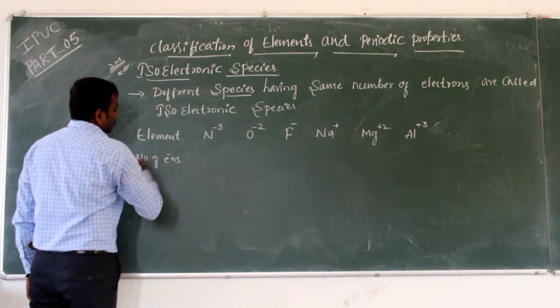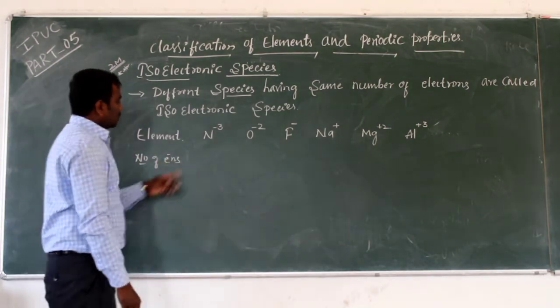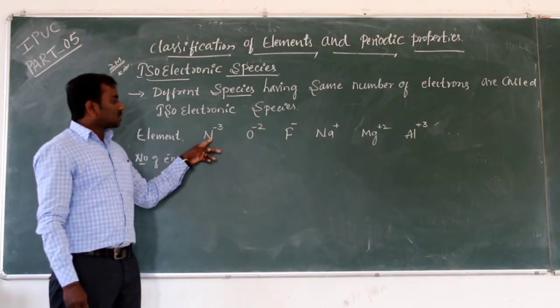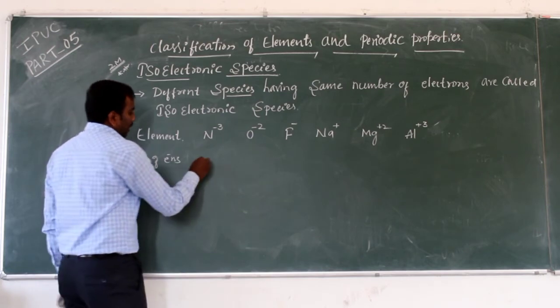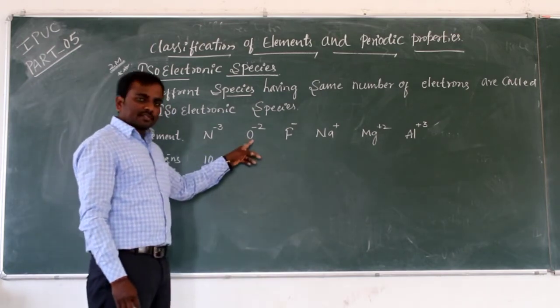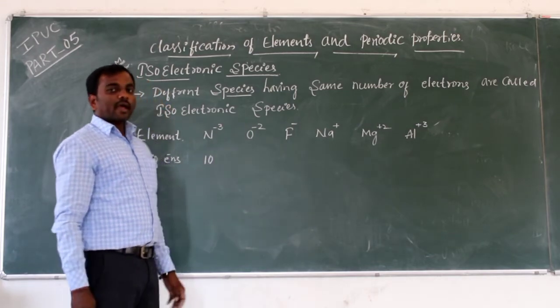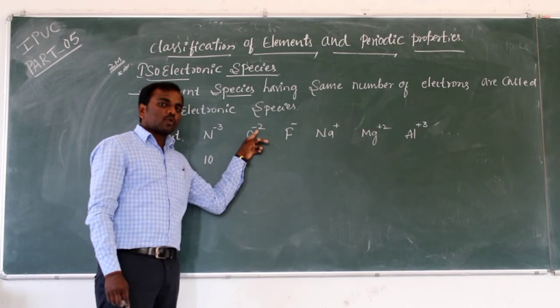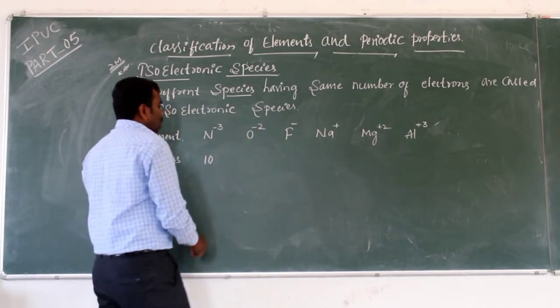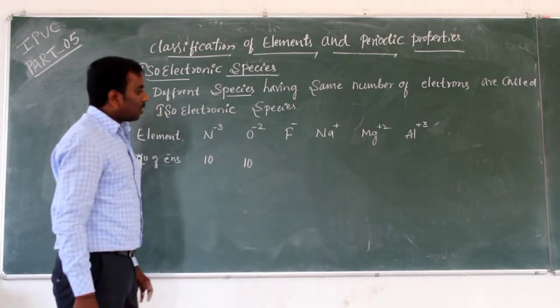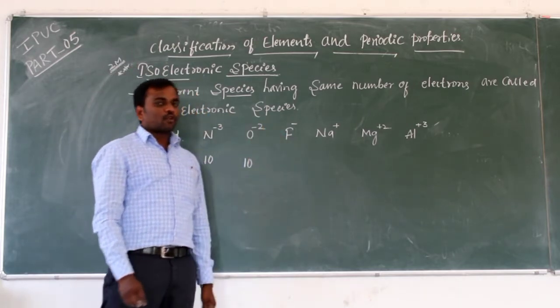Next, the number of electrons. See, nitrogen is 7 plus 3, that is 10 electrons, right? Next, come to oxygen. Oxygen has 8 electrons. It gains another 2 electrons. That's why 8 plus 2 is 10 electrons. Is it clear? Next, we move on to the fluorine atom.